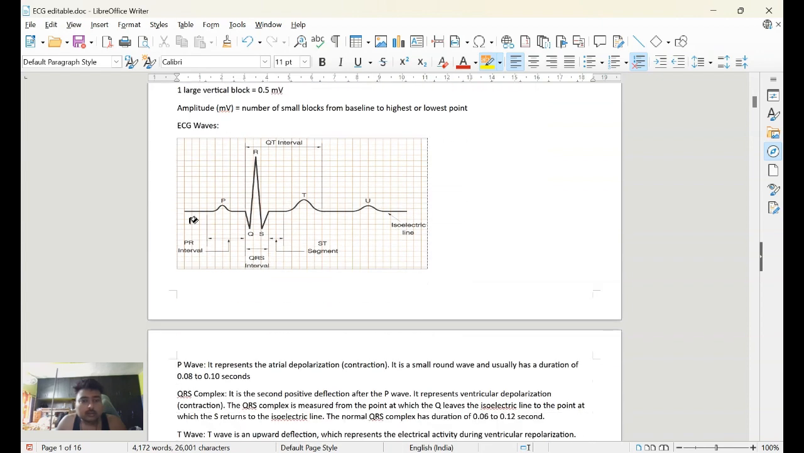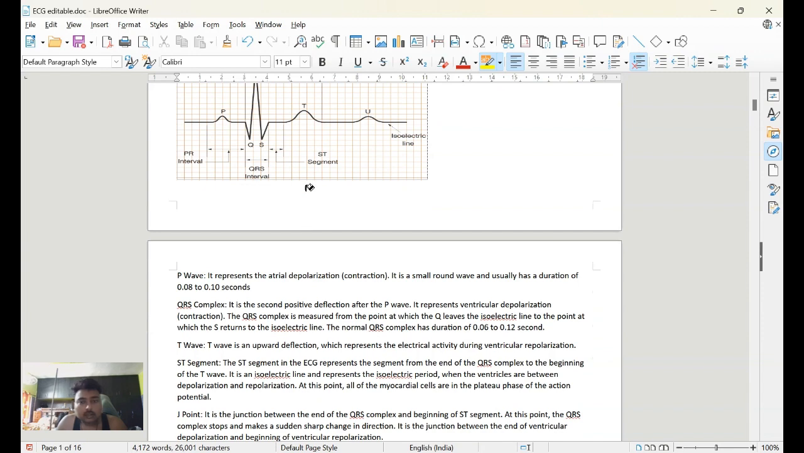So the rhythm consists of, first, the P wave, then Q, then R, then S, then T, and then U. Starting from P to Q is the PQ interval. This is the QRS complex. From Q to T, this is the QT interval. And from S to T, this is the ST segment. So these are the parts of ECG.